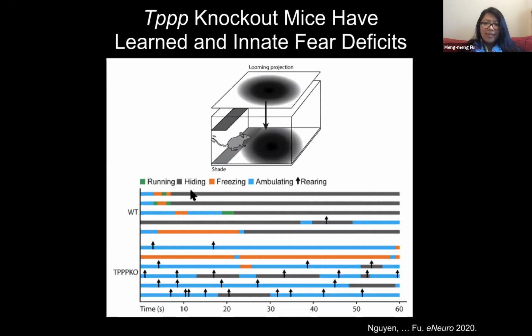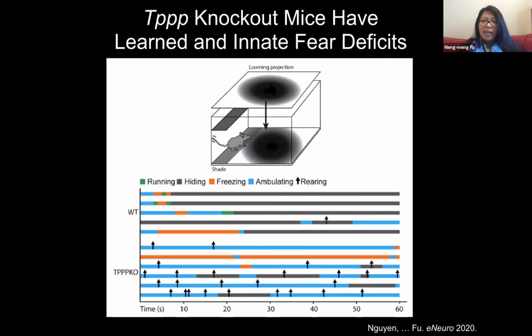They do it generally within a couple of seconds. With the TPPP animals, they're still walking around. Many of them look quite curious, and they have these arrows, which are rearing responses, and they are trying to get a better look at this object. So they're also quite defective in innate fear.